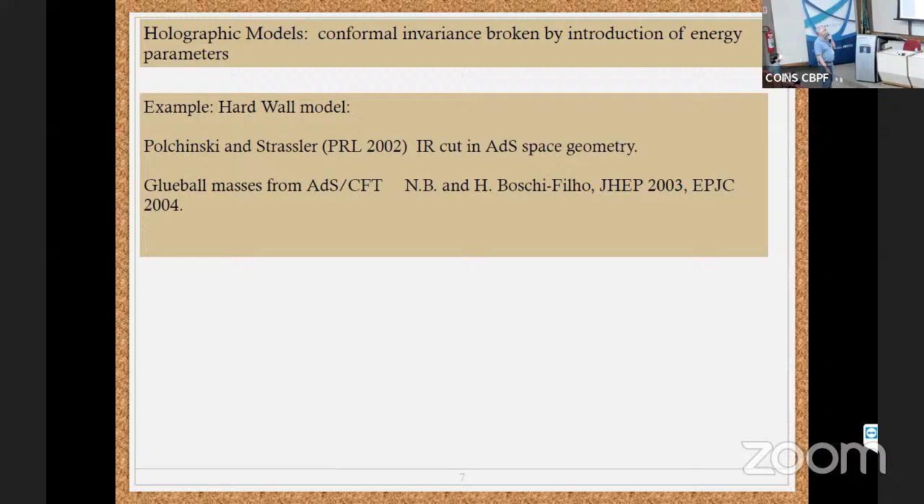In this kind of holographic models that we use, we break this conformal invariance by, as I said, playing with this fifth coordinate, the z coordinate, okay? And one way to do this, the simpler way, is the so-called hard wall model, where you simply put a cut in the space in the fifth coordinate, and this is equivalent to placing an infrared cutoff in the energy. Okay, this is an old story.